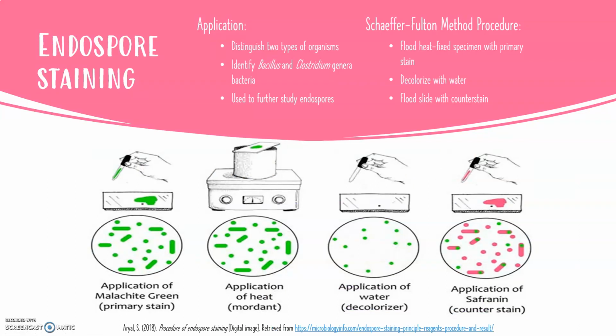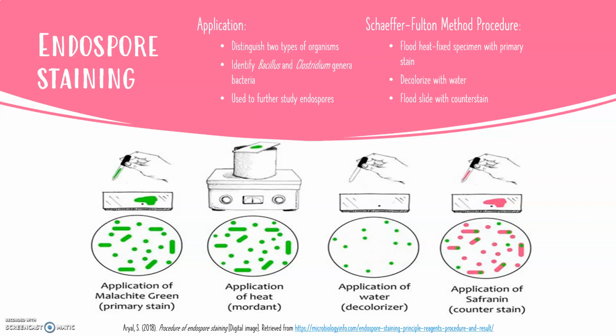Endospore staining is a differential staining technique that uses two stains to distinguish organisms with endospores from those without. The endospores will appear a bluish green, while other structures will appear pink or a pinkish red.